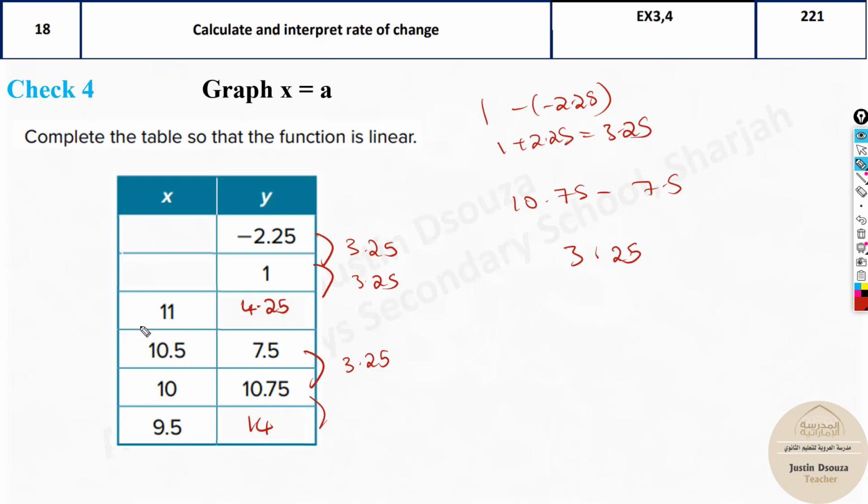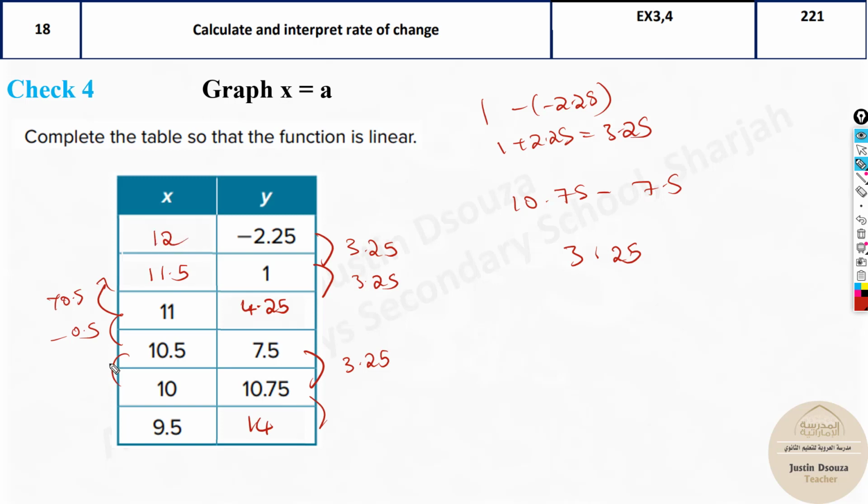Now what about here? Here you can see there is a constant decrease of 0.5. It's minus. So 11 minus 0.5 is 10.5. Again 10 and so on. So if you're going backwards, you need to add 0.5, isn't it? So if you have to get 11, here it should be 11.5. Here it must be 12.